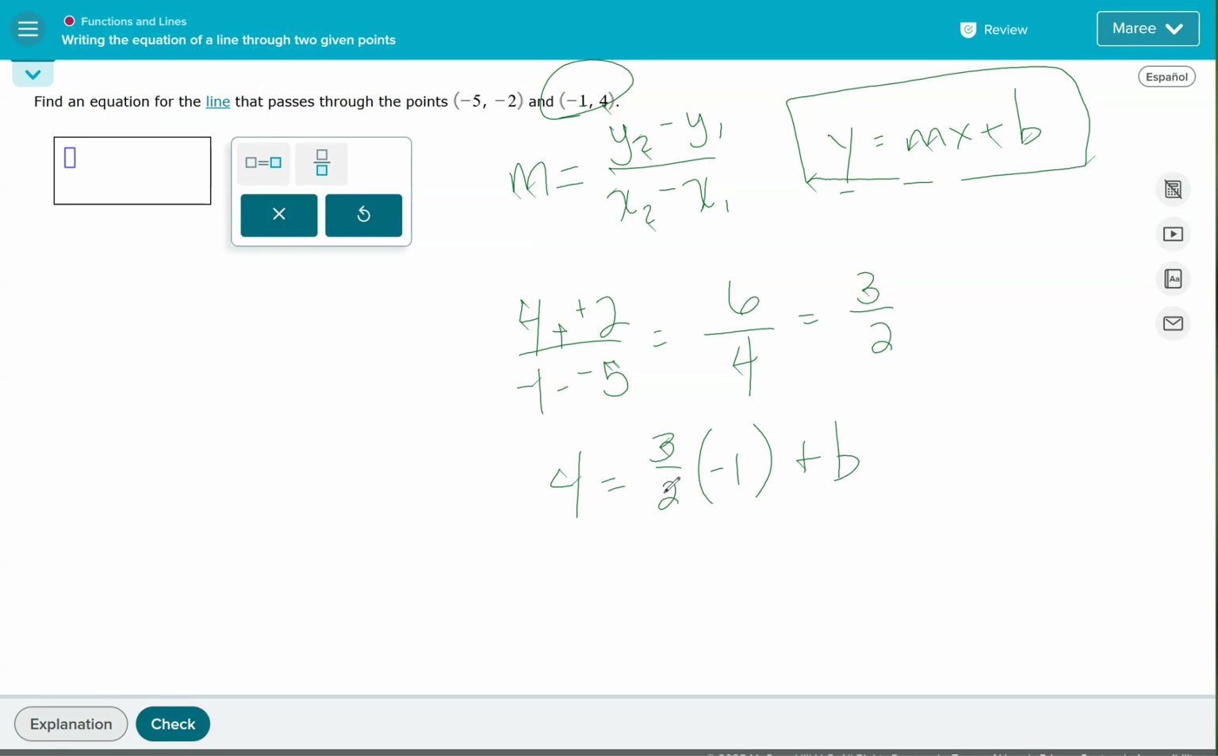So we have -3/2, so I'm going to add 3/2 to 4. 3/2 is 1.5, so we have 5 1/2. That is equal to b. So now we have our slope and we have our y-intercept. Now we use that information to write our equation. So we need to write it as y equals. We plug in our slope, which was 3/2. Don't forget the x. And then b was a positive 5.5, so we'll do plus 5.5.